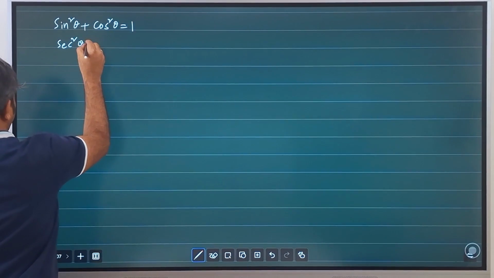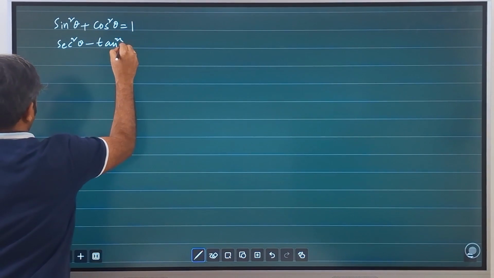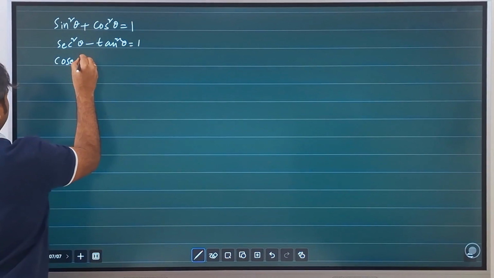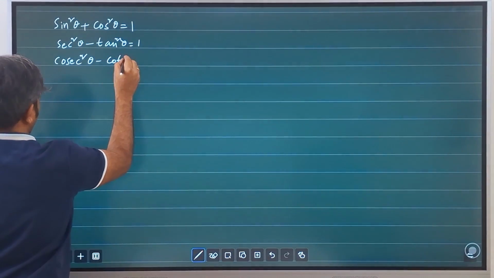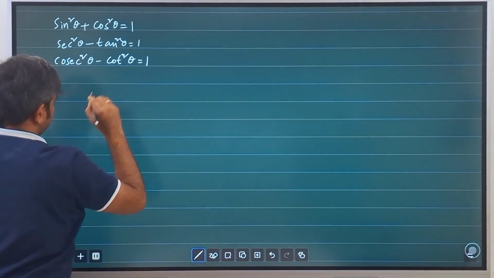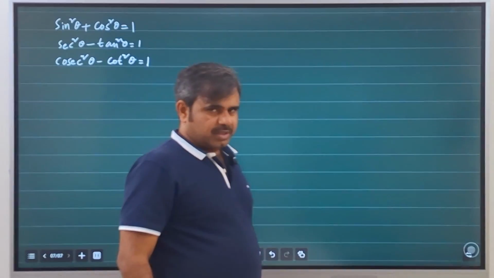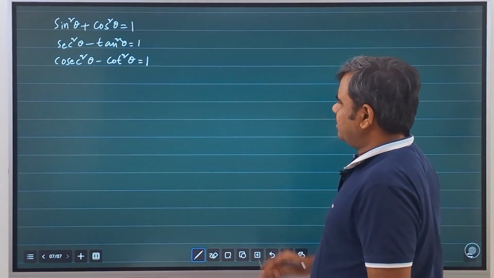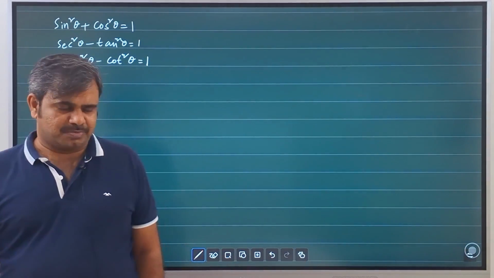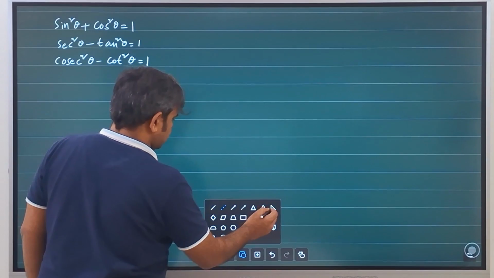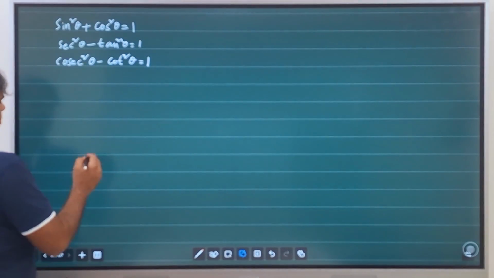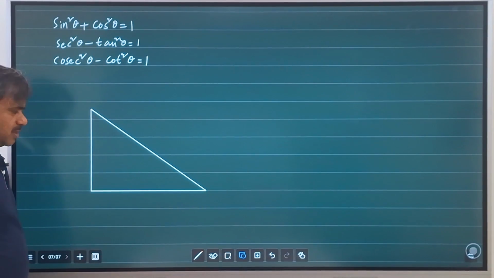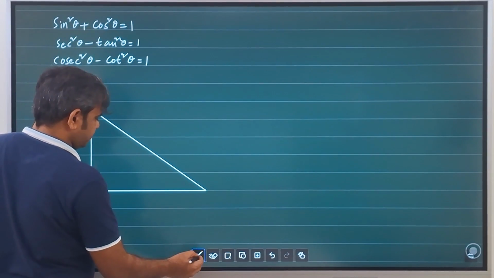Secant square theta minus tan square theta is equal to 1. Cosecant square theta minus cot square theta is equal to 1. These are the three trigonometric identities that we are going to derive first. All these three follow from Pythagoras theorem. In a right angled triangle, the sum of squares of sides is equal to the square of the hypotenuse. That's what Pythagoras theorem says, right?